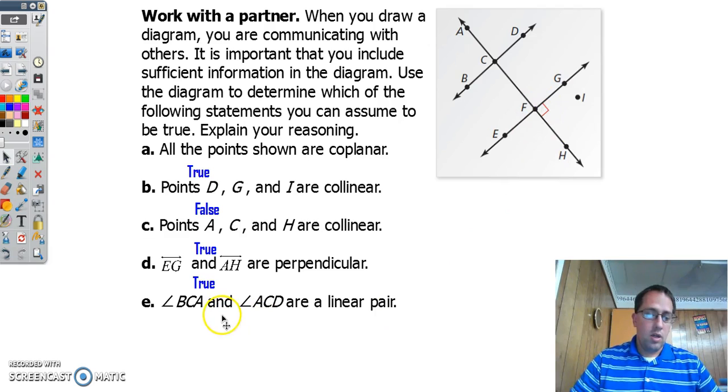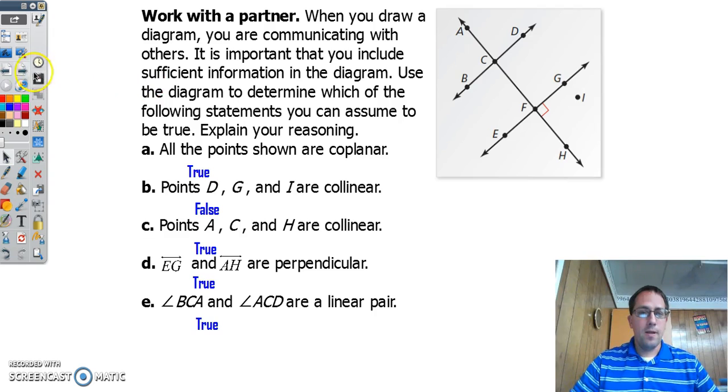So that's good. Next, angle BCA and angle ACD are linear pairs. So we have angle BCA, angle ACD. Can we assume that this is a linear pair? And the answer is yes. Yes, we can assume these are a linear pair because line BD right here, we can assume that to be a straight line. And these are adjacent angles, so that works.